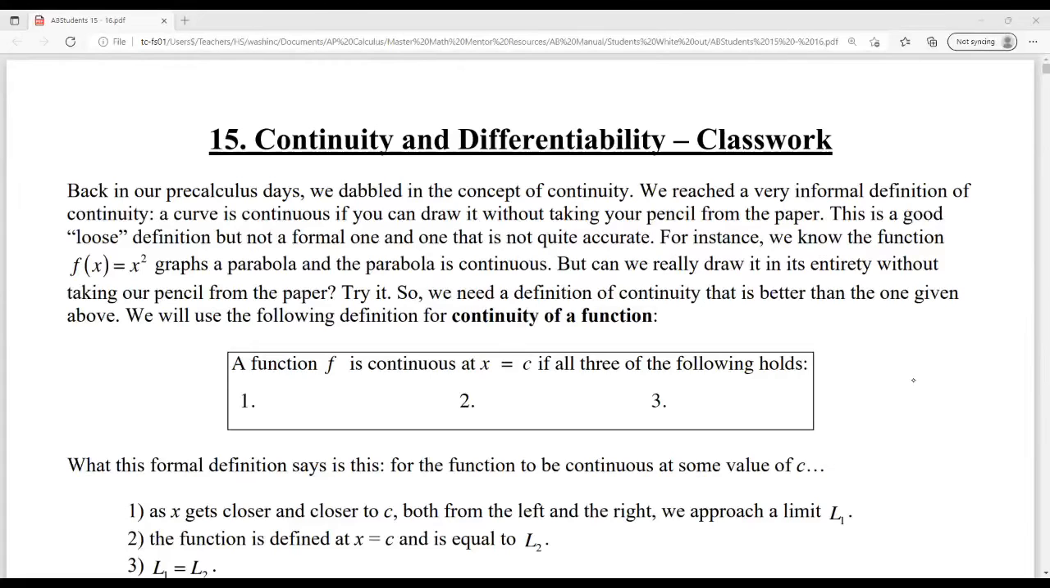This is chapter 15 from Master Math Mentor's AP Calculus AB manual. It discusses continuity and differentiability. In the first video, part one, we'll be going over continuity of a function.